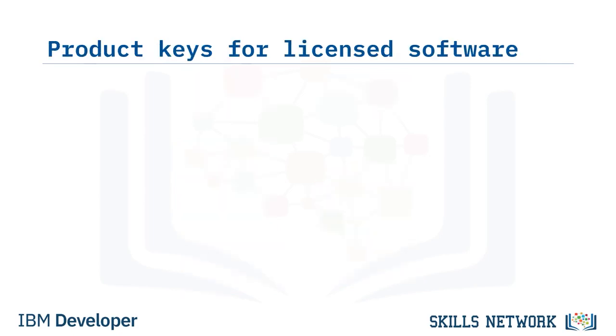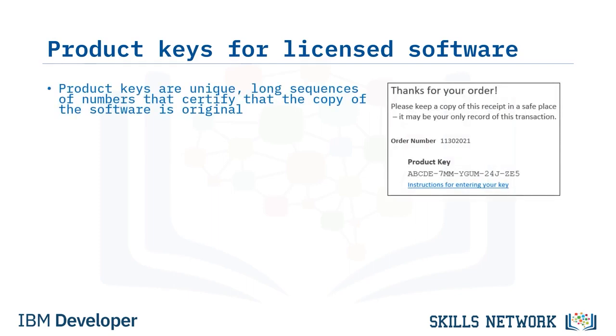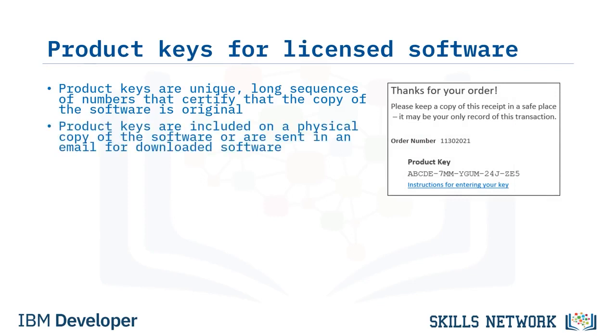To ensure that the software that you are using is licensed, developers and vendors will issue a product key when software is purchased. Product keys are unique long sequences of numbers that certify that the copy of the software is original. Product keys are usually included on a physical copy of the software or sent through email when the software is downloaded.